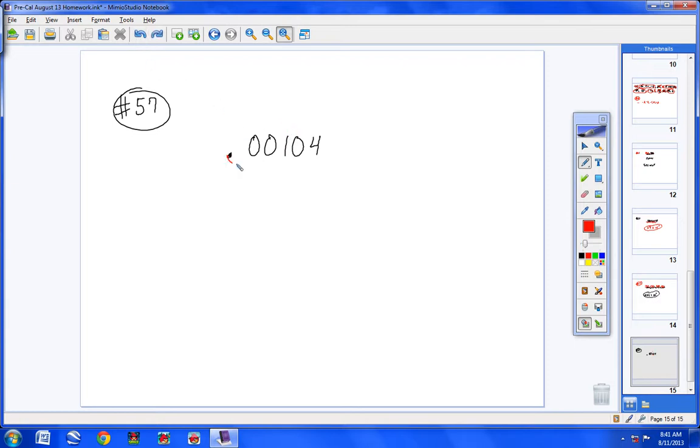So let's move it 1, 2, 3 places. 1.04 times 10 to the -3. Now notice it would be a negative number because we're moving the decimal from the left to the right. It's a real small number. And so there's your answer. All right, that's number 57.